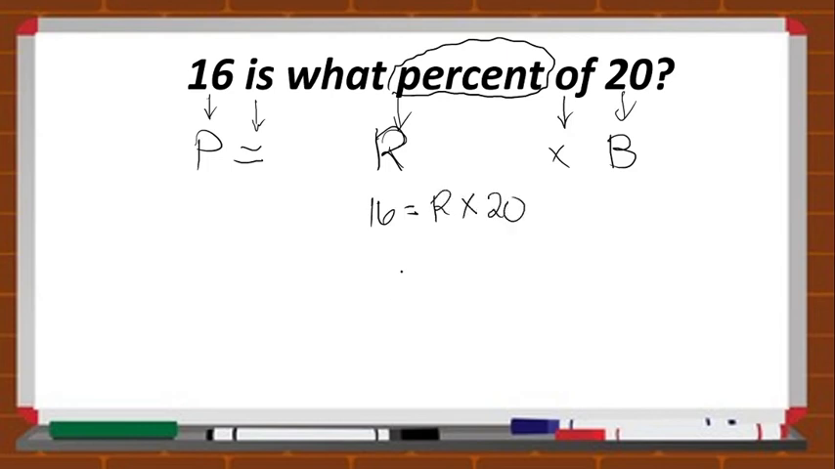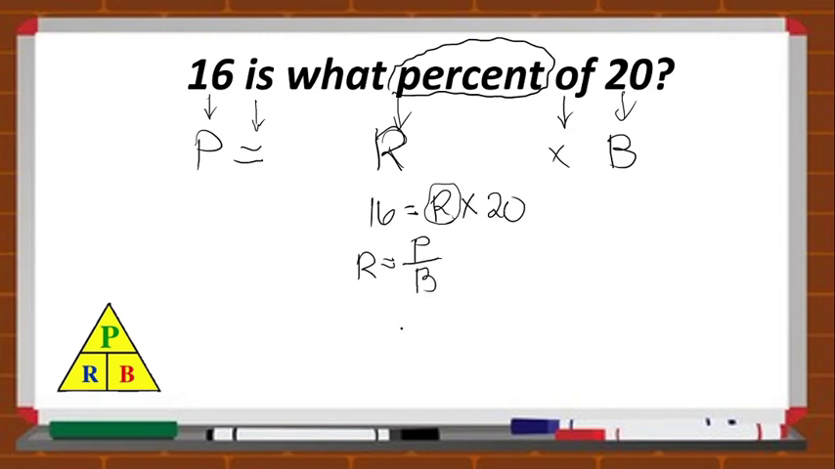So based from the equation, the missing element is R. So based from the Tekans triangle, or from the derived formula that we have, to get rate, all we have to do is divide the percentage by the base. Then R is equal to the value of percentage, 16, divided by 20. So we cannot divide 16 by 20 yet.